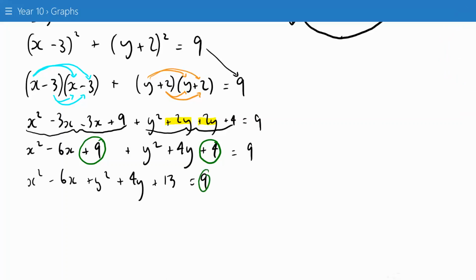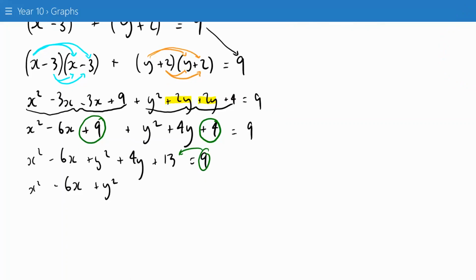Now I'm going to take this 9 here because I'm going to have 0 on the right hand side. You'll see why I'm doing this in a sec. 6x plus y squared plus 4y. What is the opposite of 9 plus 9? It is minus 9. So 13 minus 9 is plus 4. This equals 0. Alright. I'm just going to put this in a box.